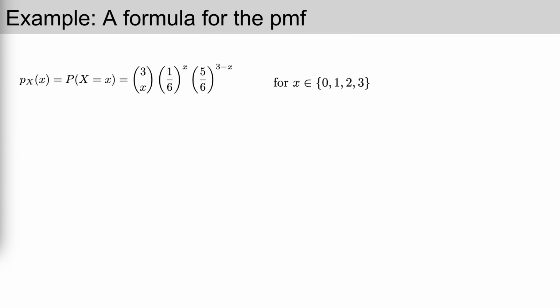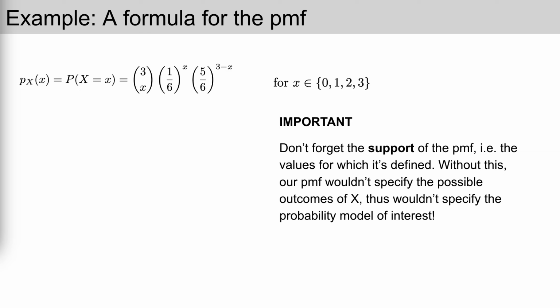In conclusion, we can represent the model of x, the number of 6s in 3 dice rolls, by the PMF here. A critical piece of this formula is what we call the support of the PMF. The support defines the values for which the PMF is defined. Here, we specify that we might observe 0, 1, 2, or 3 6s in 3 dice rolls. Without this clarification, our PMF wouldn't specify the possible outcomes of x, thus wouldn't specify the probability model of interest. The same PMF, or this part of the PMF, might be valid for infinitely many different sets of x. It's this particular set here that can occur.